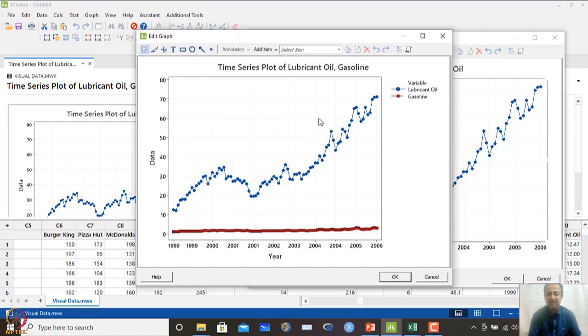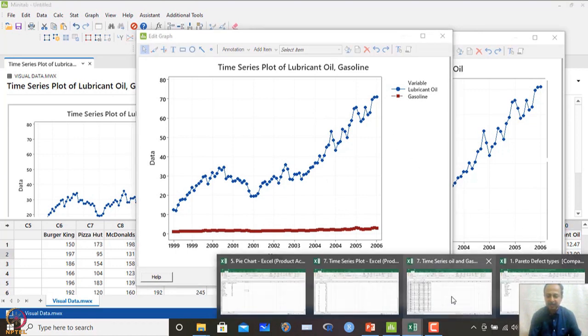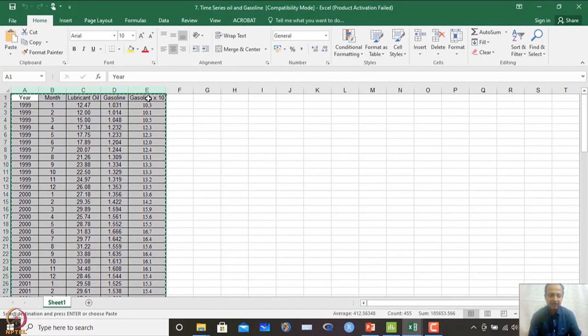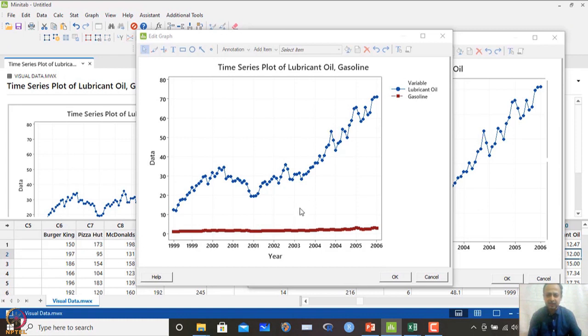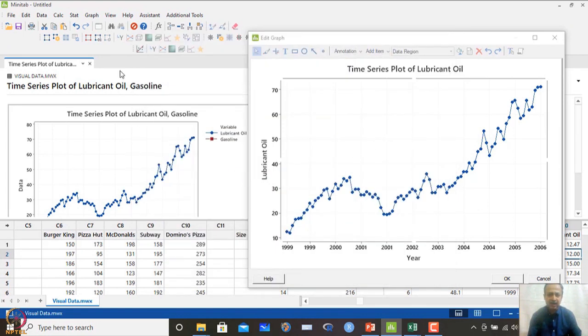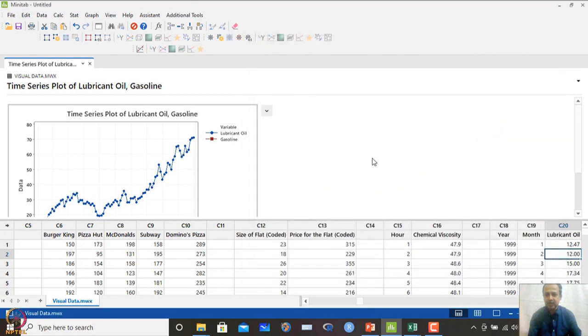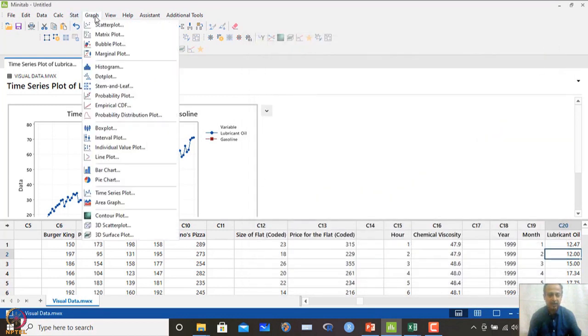So, this will not match. What we can do is multiply this. In this data set, I have multiplied the gasoline price by 10. I have only changed the scale, so that it is easy to plot and compare those two plots. So, instead of this type of plot, I will just use the multiplication of 10 and then try to compare the graphs.